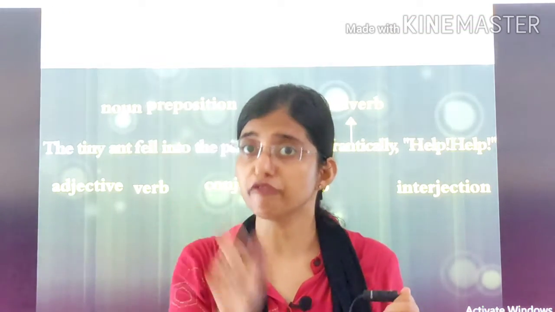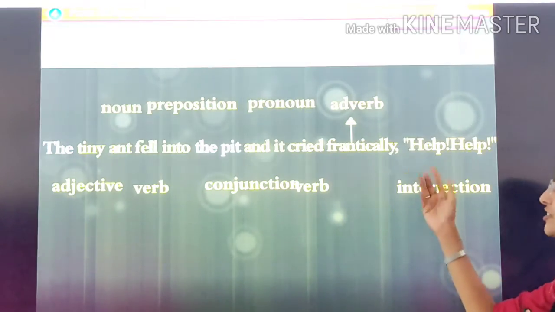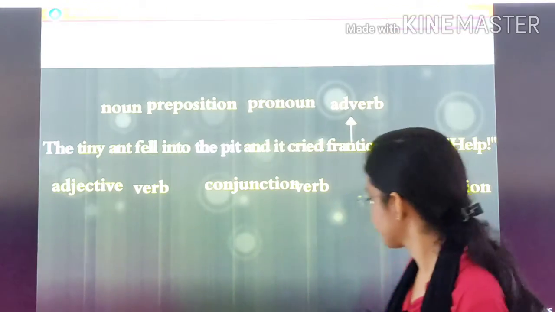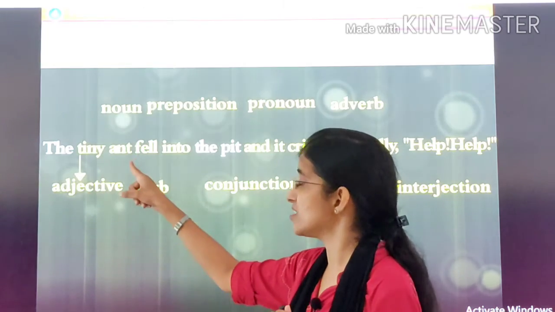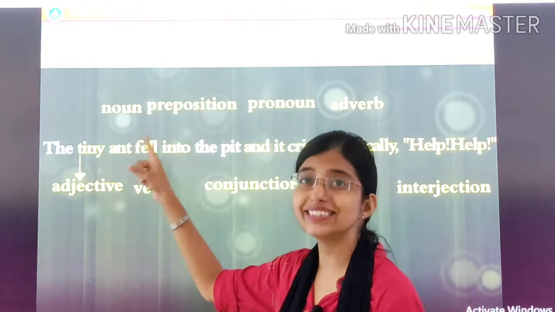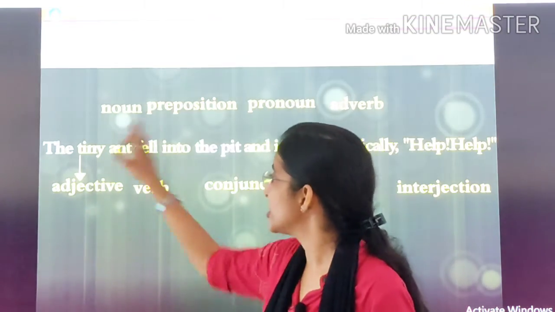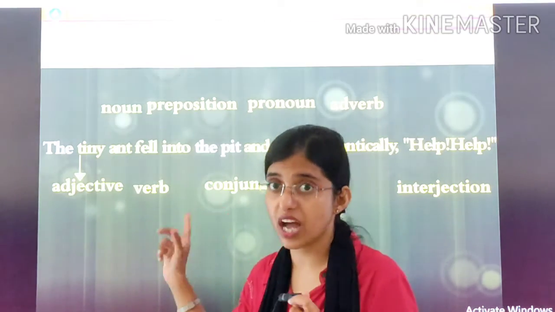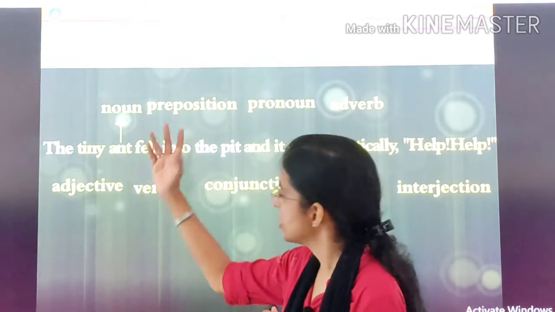So cried क्या हुआ? Verb. But how did it cry? Cried frantically. It is describing the verb. So frantically is our adverb. The tiny ant. The word tiny is describing our noun, that is ant. कैसी ant थी? Tiny, छोटी ant थी. So our adjective here is tiny because it is describing our noun. Okay, ant is our noun.